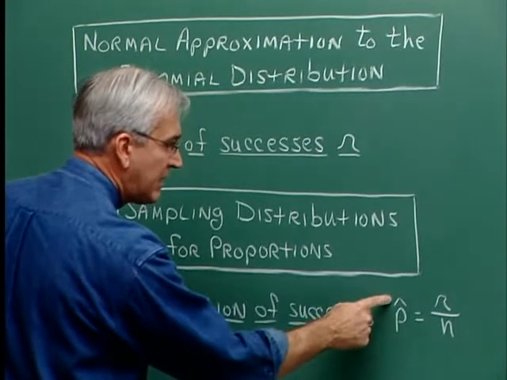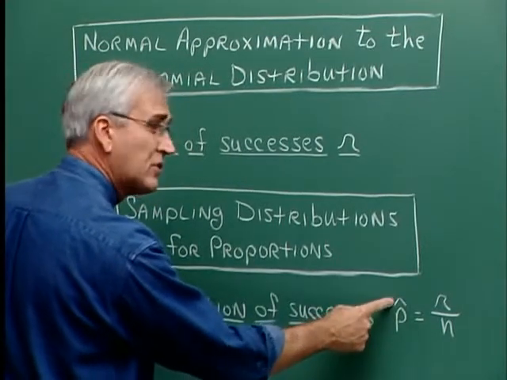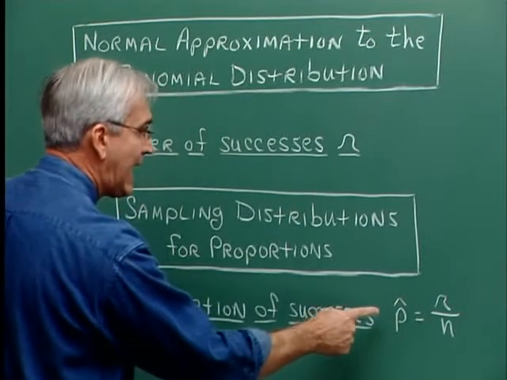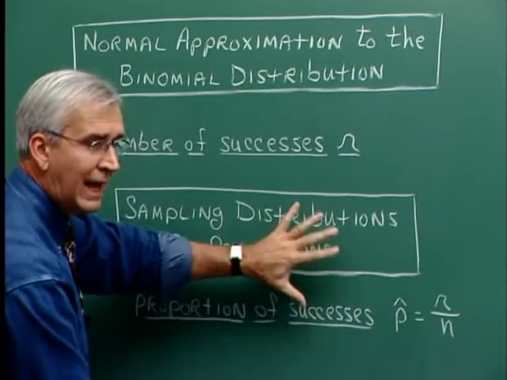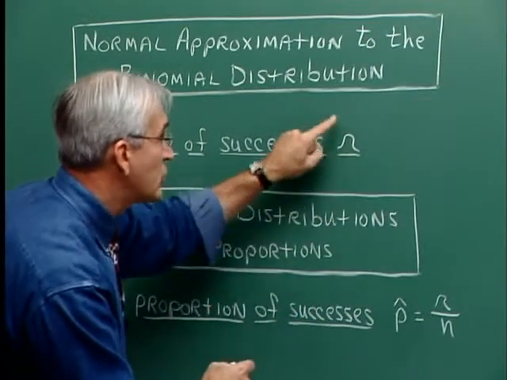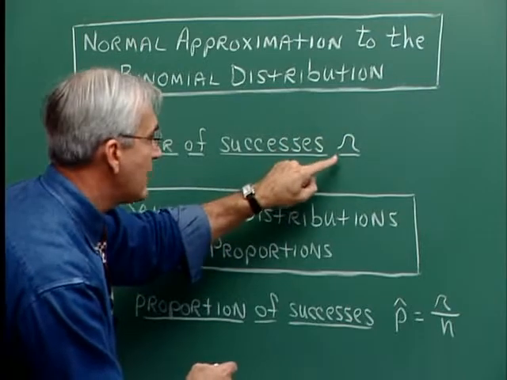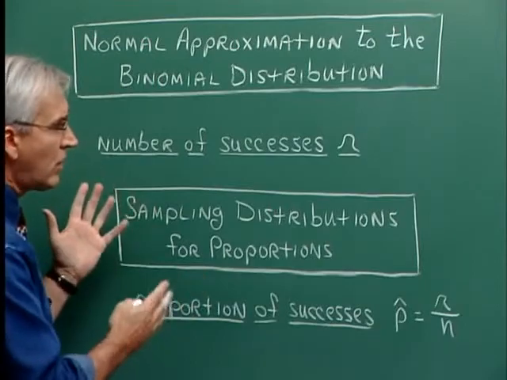Now, the hat tells us that we're dealing with a sample. This is a proportion in a sample that we're talking about with P hat. So there we were talking about a population, here we're talking about a sample. That's one difference. Another difference is the concern with R in the previous section, and the concern here with R over N. But there are some striking similarities.